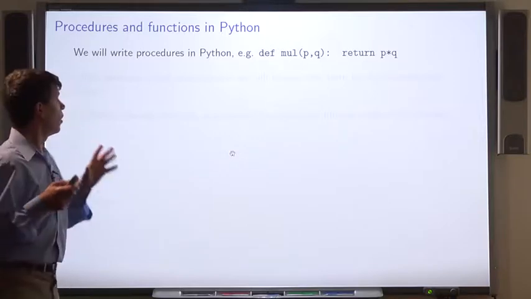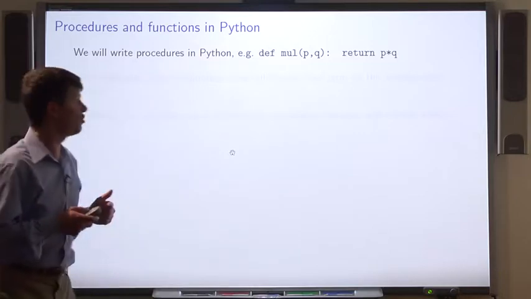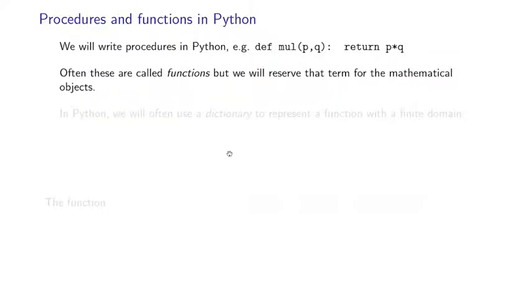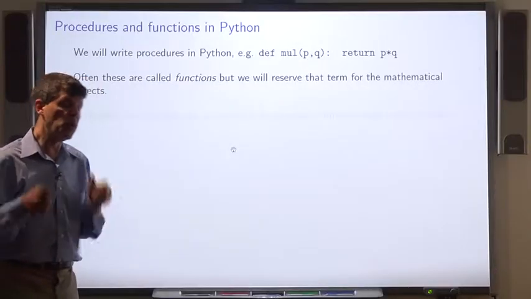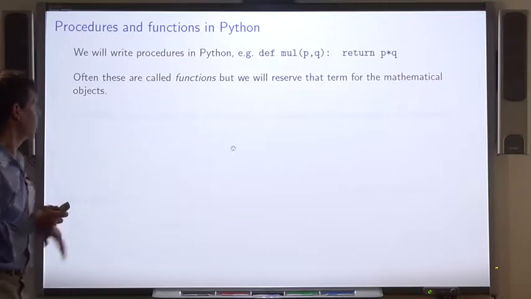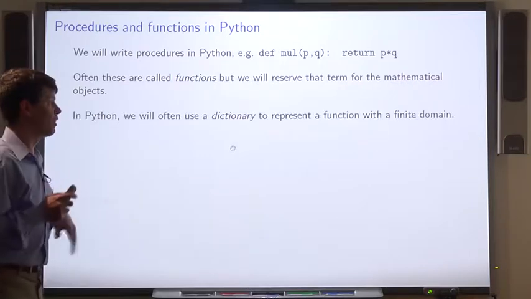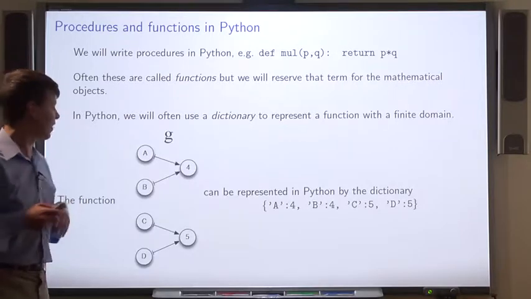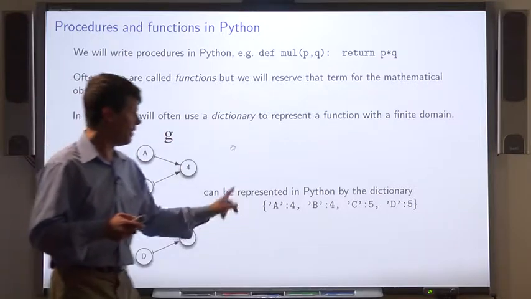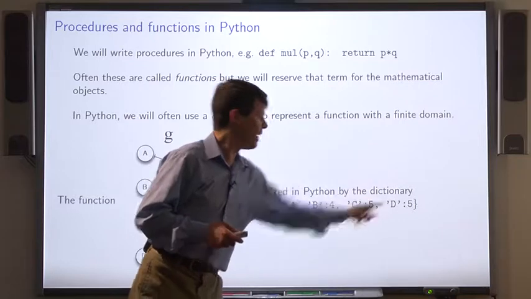In this course, we'll write procedures in Python. For example, this is the definition of a procedure to multiply the two inputs. You might be used to calling these procedures functions, but we're going to reserve the term function to refer only to the mathematical object. Now, in Python, we will often use a structure called a dictionary to represent a function whose domain is finite. For example, the function depicted here can be represented by this dictionary. It maps a to 4, b to 4, c to 5, and d to 5.